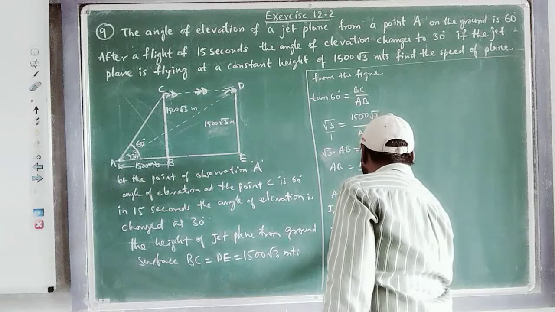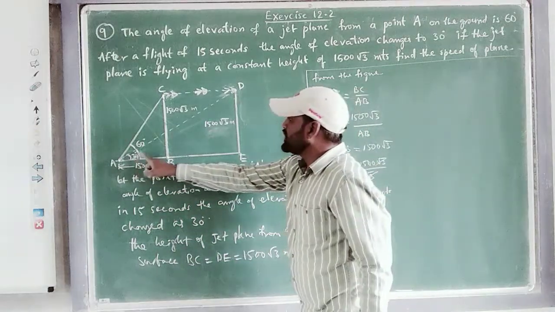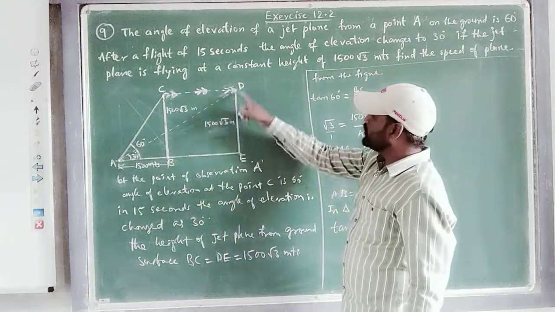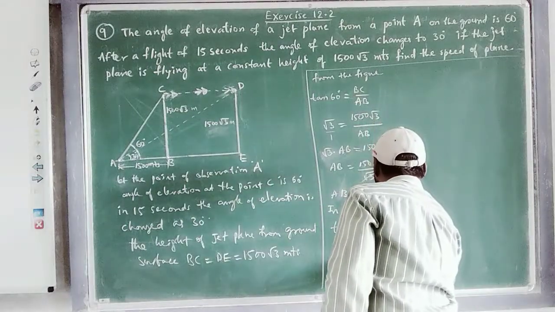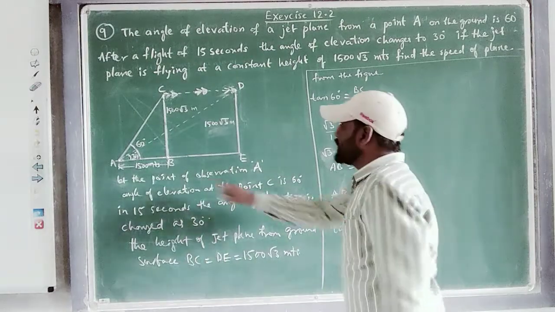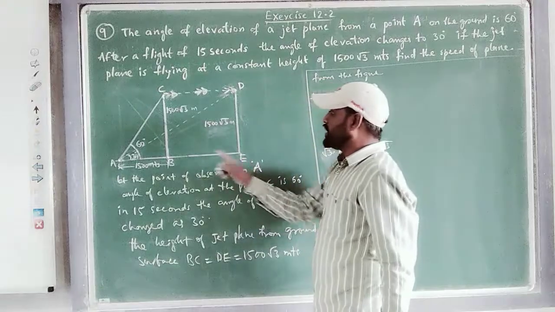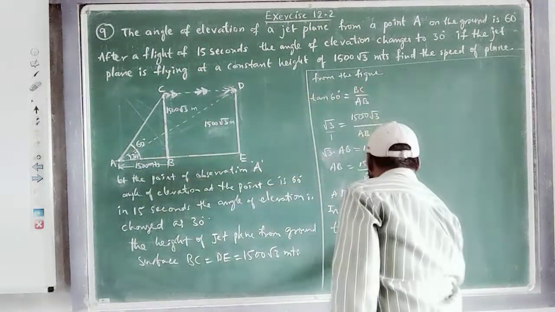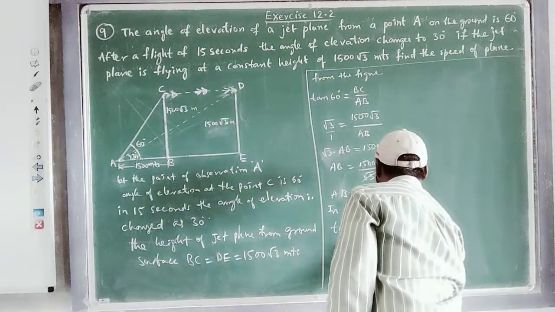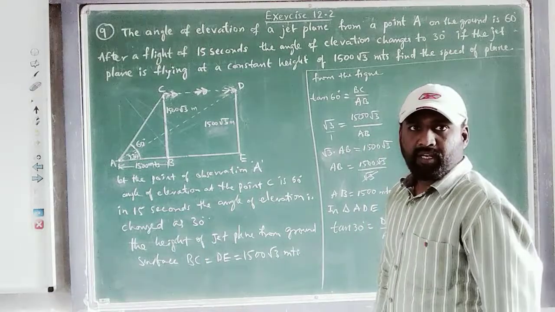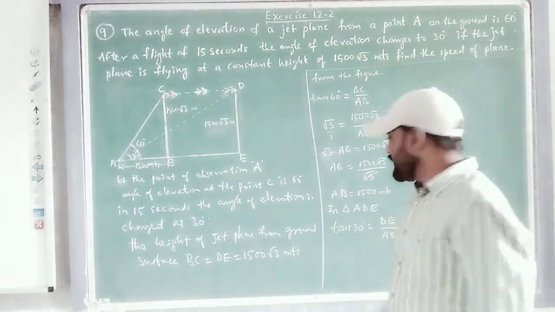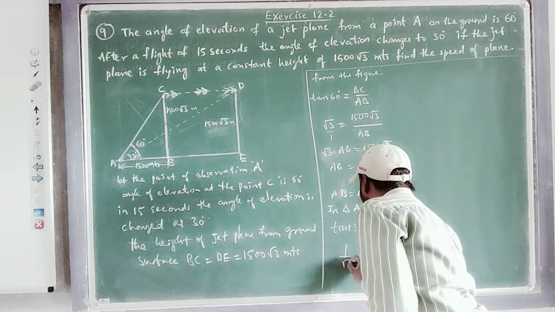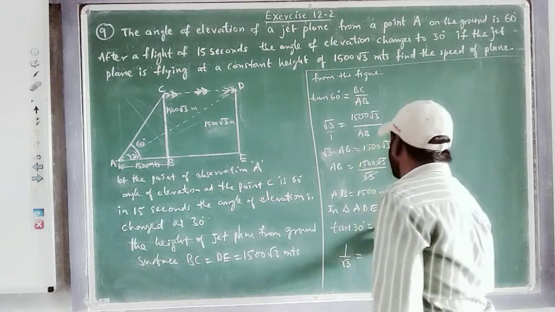Tan 30 degrees. With respect to 30 degrees, which is the opposite side? This is the opposite side, that is DE. DE by the adjacent side, which is from A to E, complete A to E. Now, tan 30. We all know that tan 30 value is 1 by root 3. So, 1 by root 3 is equal to DE by AE.